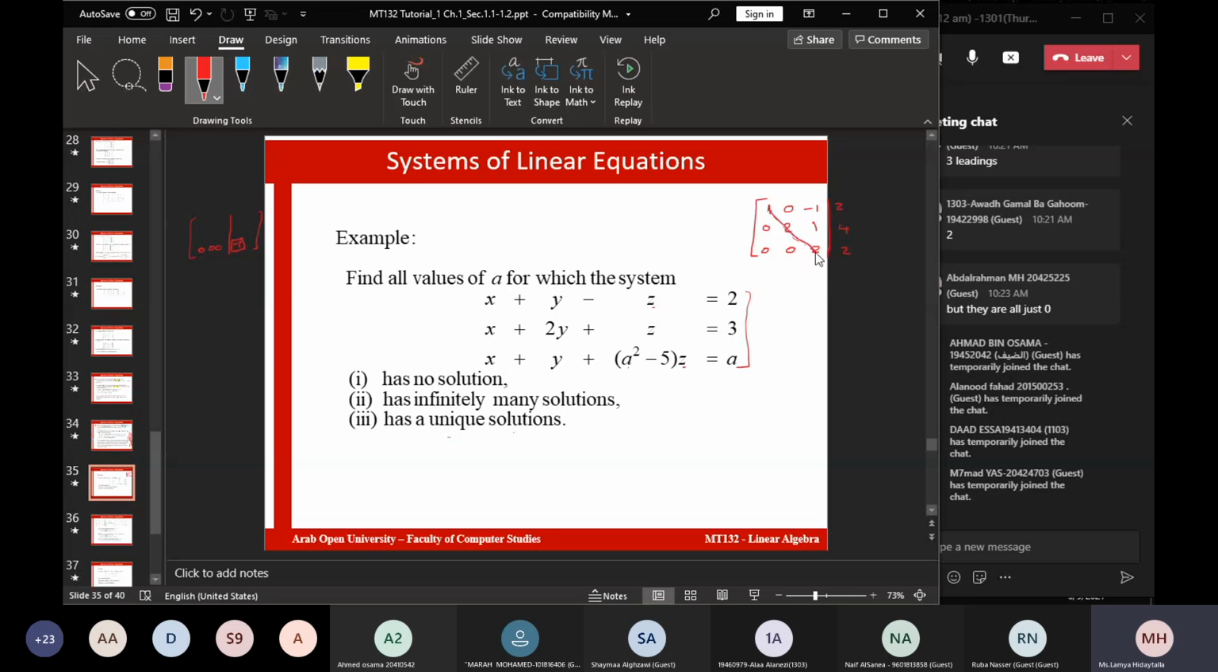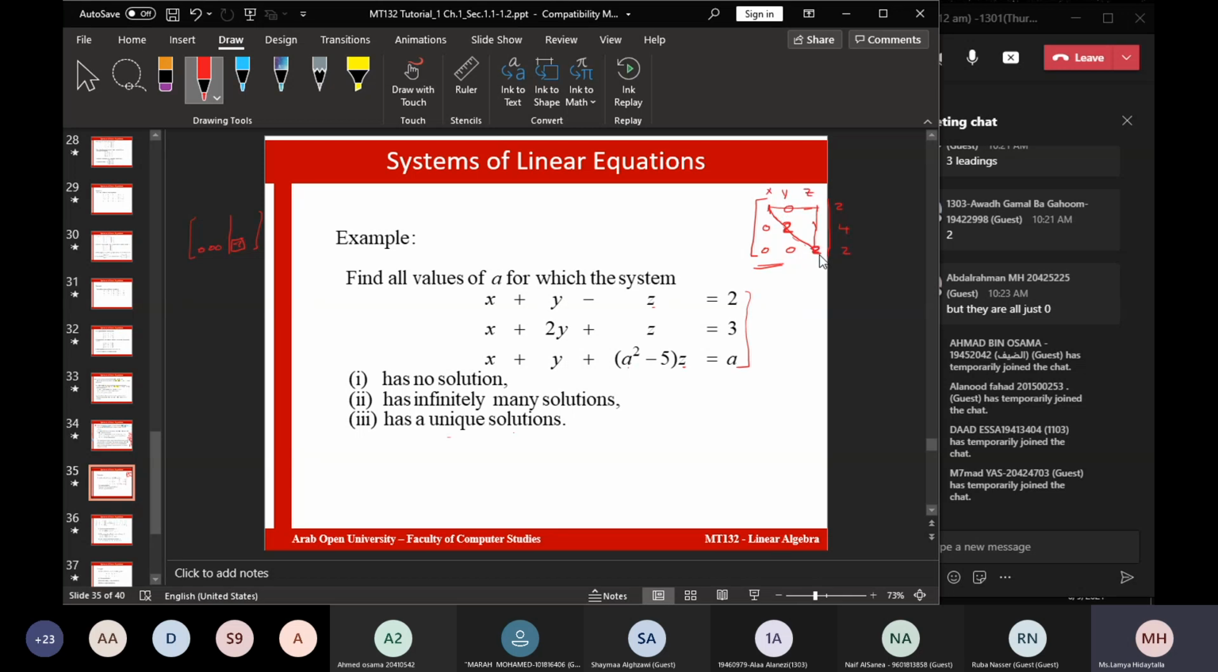Upper triangular form. Why? Because all the elements below the diagonal are zeros. That is what matters to me, even if some of the diagonal entries are zeros, it is still upper triangular form. Okay? This one we can solve easily. It is not necessary to reach reduced echelon form. This column was x, this y, and this z.